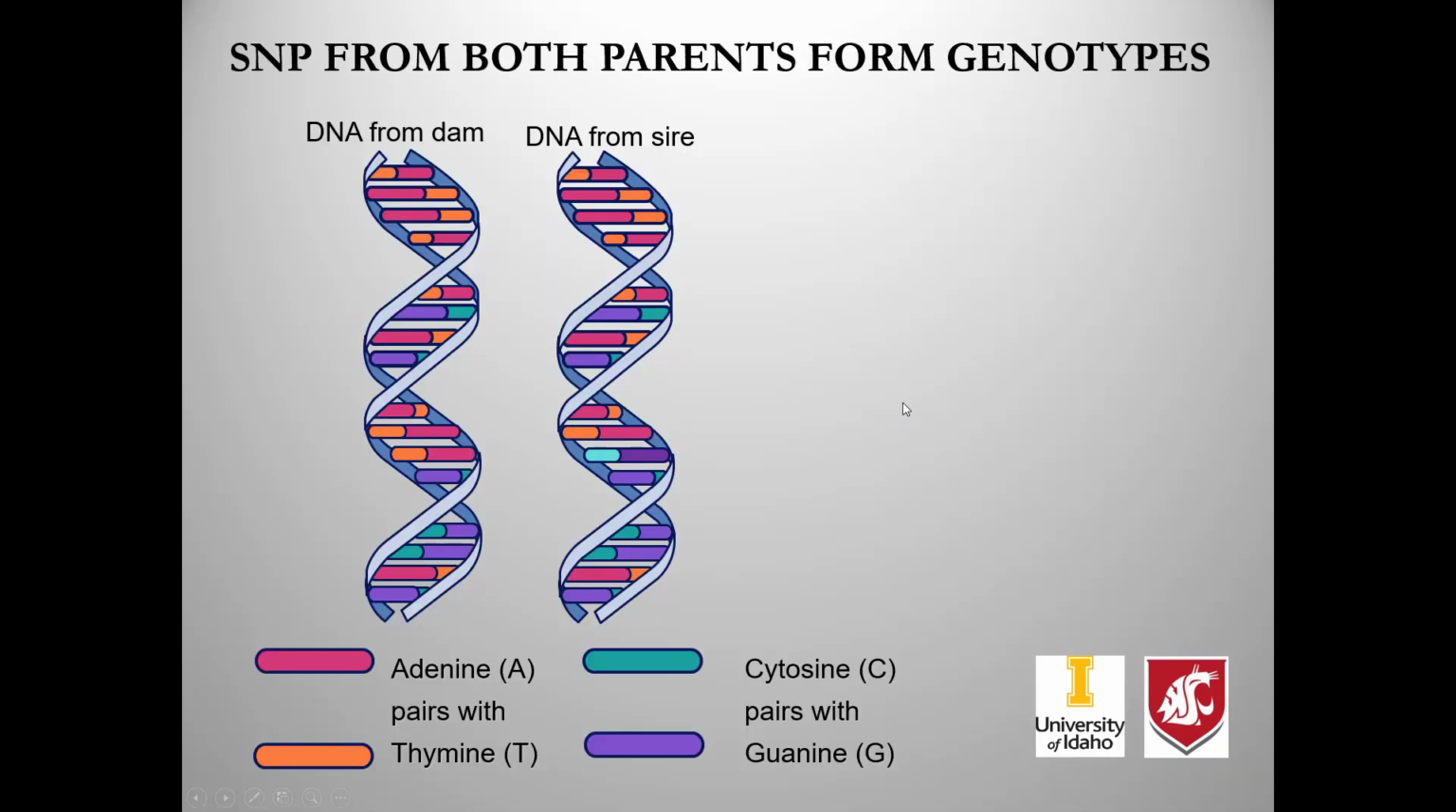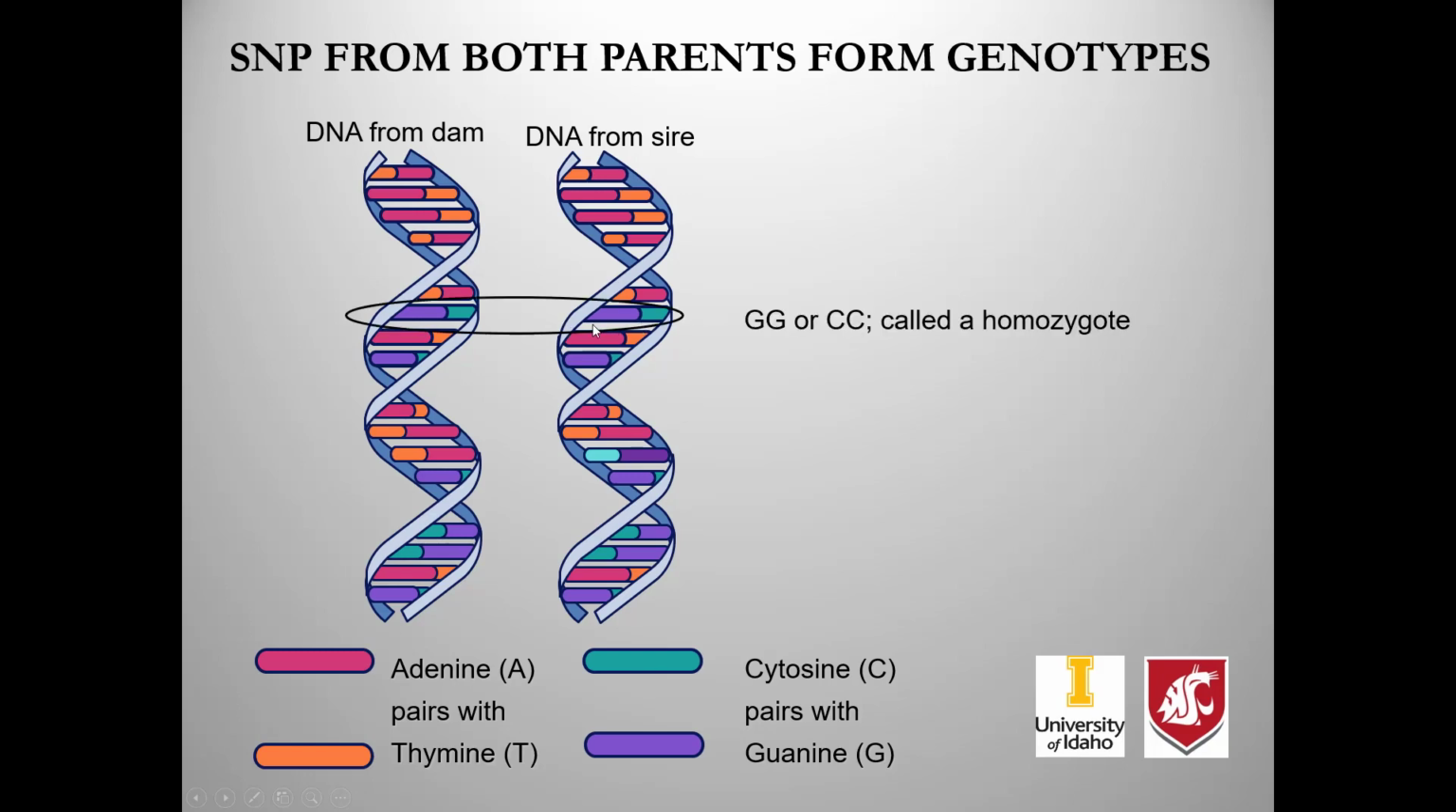We get SNPs from both of our parents, and the combination of the DNA from our mother and our father, or in this case from the dam and from the sire, is what forms our genotypes. And as I mentioned previously, adenine, in this case shown by the pink bar, always pairs with thymine in this double-stranded DNA structure. You also can see that cytosine, in this picture kind of a green color, always pairs with guanine. And so when we look at the DNA inherited from the parent on the genotype, we'll only get one of these strands from each of the parents that goes to the offspring.